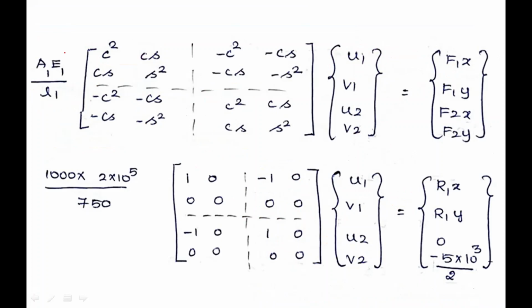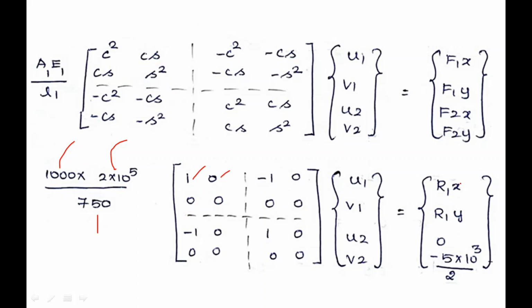This is the element characteristic equation for the first element: A1 E1 divided by L1, then C square, CS, S square, CS. We have to write this 4 by 4 matrix. Then nodal parameters U1 V1 U2 V2 and forces F1x F1y F2x F2y. Substitute the values: A1 is 1000 mm square. Young's modulus is 2 into 10 power 5 Newton per mm square. Length of the element is 750. Cos theta is 1, sin theta 0, CS 0 and S square 0. So we get 1 0 0 like that.